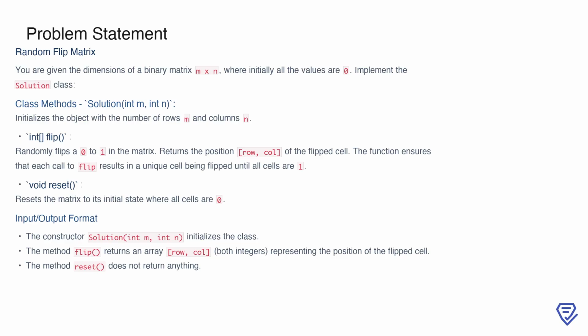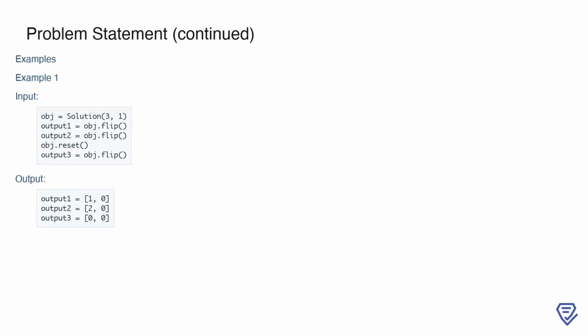Importantly, each call to flip must result in a unique cell being flipped until the entire matrix is filled with 1s. Lastly, the reset method restores the matrix to its original state, where all cells are reset back to 0. This setup ensures that you can repeatedly manipulate and reset the matrix while maintaining randomness and efficiency. Now, let's take a look at an example to better understand how the solution class operates.